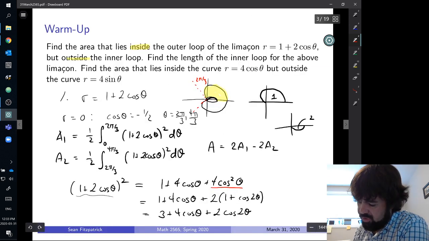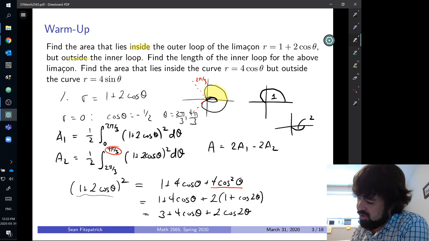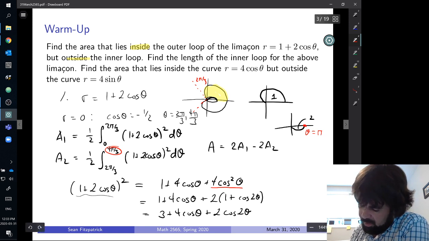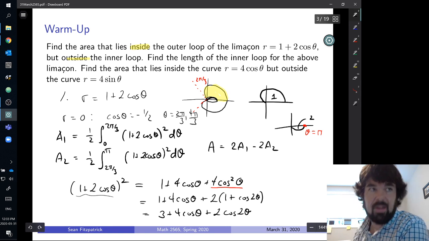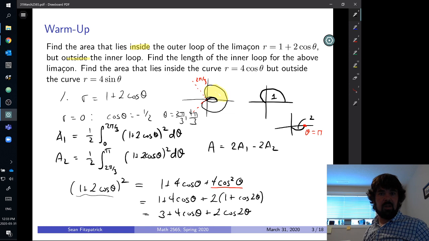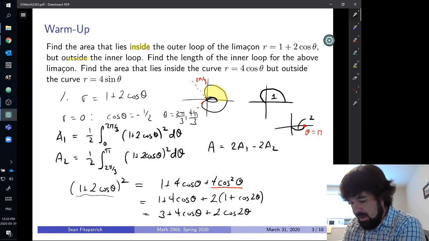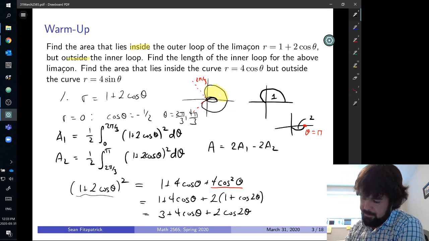I just realized I have a correction to make. This limit is wrong. If I'm just doing the bottom half, this point here corresponds to theta equal to pi. I put the limits that actually do the entire loop. So I should have done the integral from 2 pi over 3 to pi. I noticed there was nobody complaining in the comments that I got that wrong. All right, so that's where we're at.